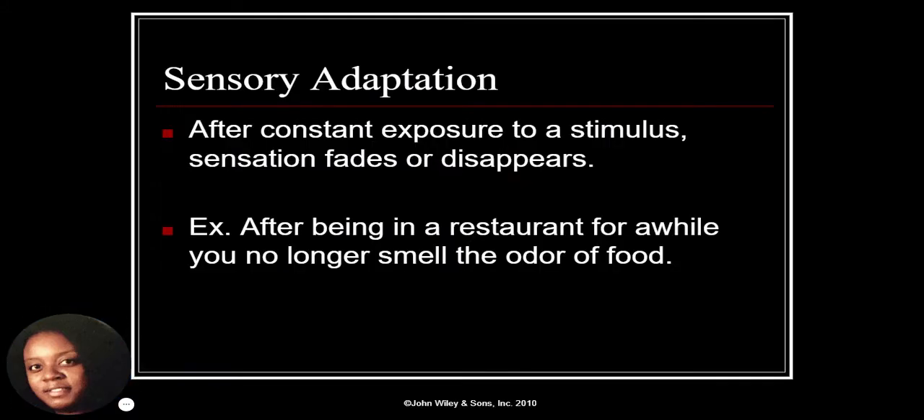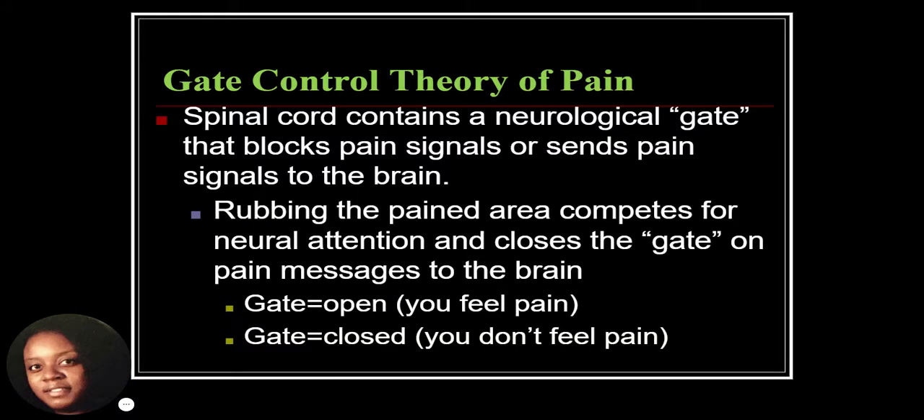and so on. Sensory adaptation occurs after a person has had constant exposure to a stimulus. Their sensation of that stimulus usually fades. For example, you go to a restaurant, and as soon as you walk in the door, you're like, oh my gosh, it smells so good in here, I can't wait to eat. But the longer you are in the restaurant, your senses adapt to that smell, and you no longer smell the food the way you did when you first walked in.